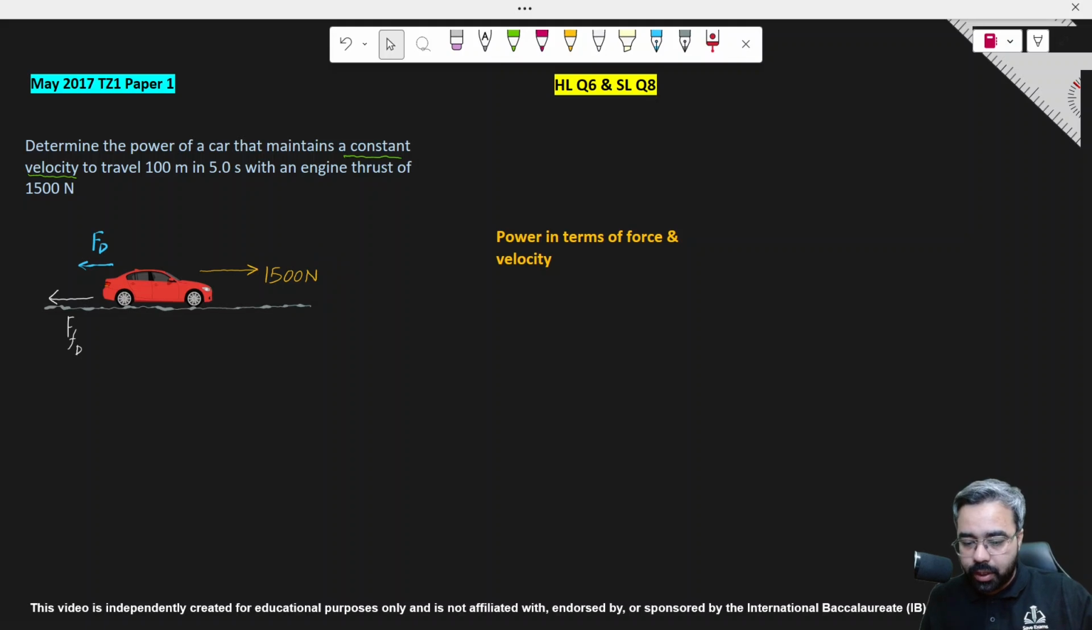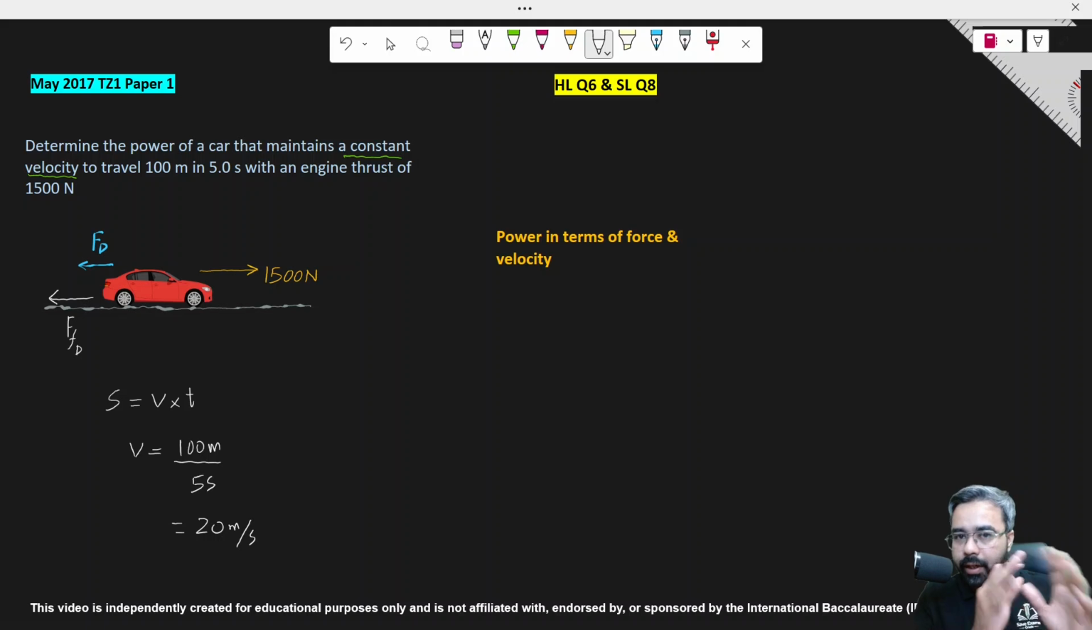with a constant velocity. And what is the constant velocity? Because it is moving with a constant speed, you can find it simply: 100 meters is covered in 5 seconds, so that is 20 meters per second. Now what is the power?